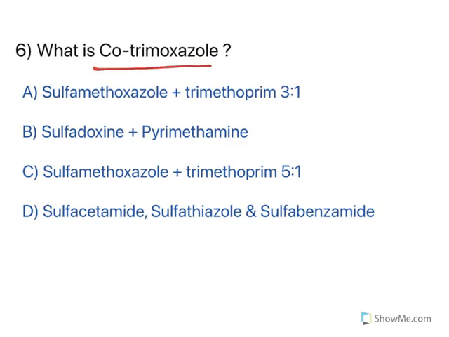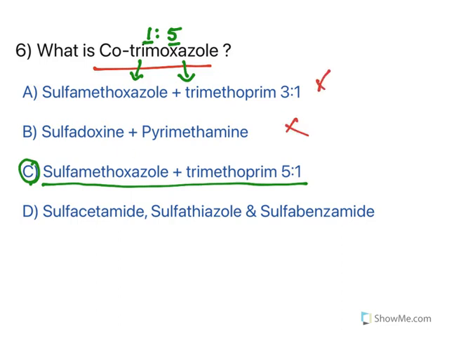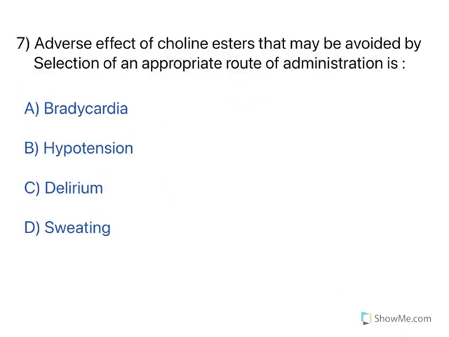Now what is co-trimoxazole? This is repeatedly tested. See, co-trimoxazole, the tri indicates trimethoprim, oxazole is from sulfamethoxazole, and the ratio is 1:5. That means trimethoprim is in 1 ratio, sulfamethoxazole is in 5 ratio. See, this is the answer: sulfamethoxazole, trimethoprim in 5:1 ratio. None of the others are correct. So the right answer is sulfamethoxazole and trimethoprim in 5:1 ratio. Moving to the next one.